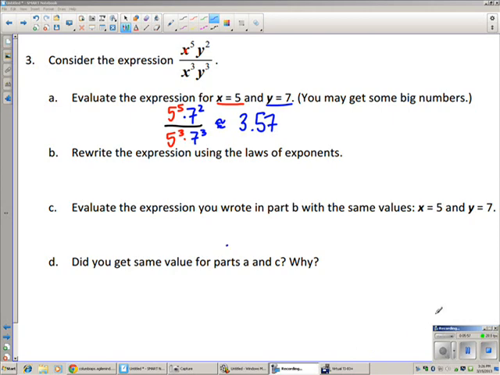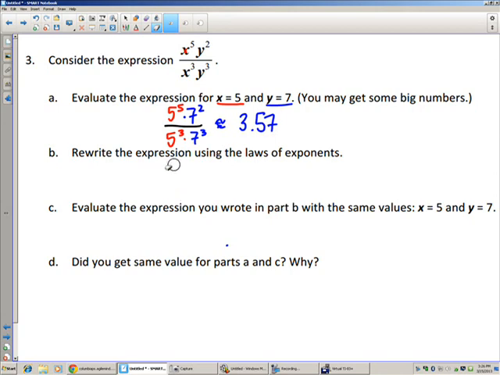So I'm going to rewrite this expression. Excuse me, not this one. We're going to rewrite this expression, x to the 5th times y squared, all over x to the 3rd times y to the 3rd. And we're going to rewrite this using the laws of exponents. In other words, we're going to combine the things we know how to combine, and we're going to take care of that in line. So here's the deal.